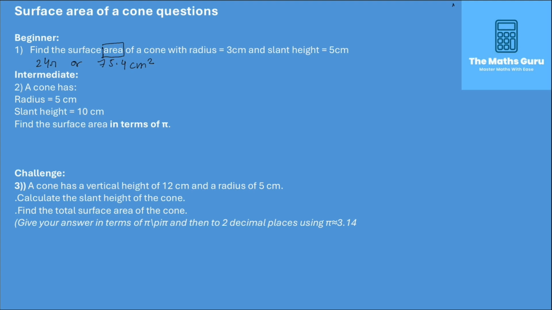Okay, looking at question 2, it tells us that a cone has radius 5 centimeters and a slant height of 10 centimeters. And we need to work out the surface area in terms of pi. So in this case, the question specifically mentions to leave your answer in terms of pi, so we must do that. Okay, looking back at the formula, it is pi r squared plus pi r L.